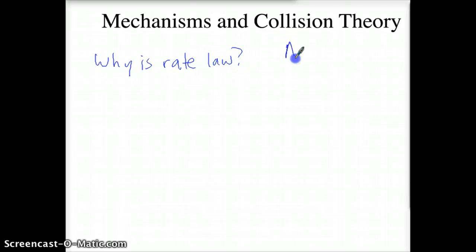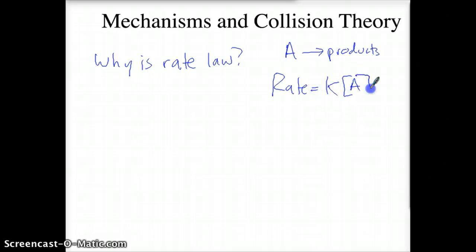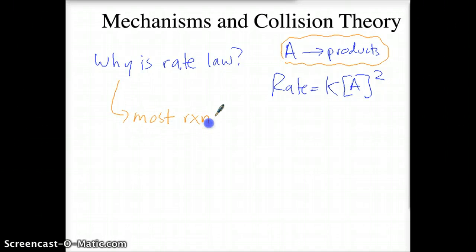So, if we have a reaction A to products, and we determine that the rate law is rate equals k times the concentration of A squared, why is this such a big deal? Why is this so important? Well, it's important because it allows us to determine exactly how this process occurs. Because most reactions are not one step. Most reactions are actually multi-step.